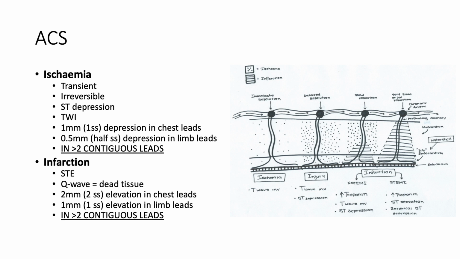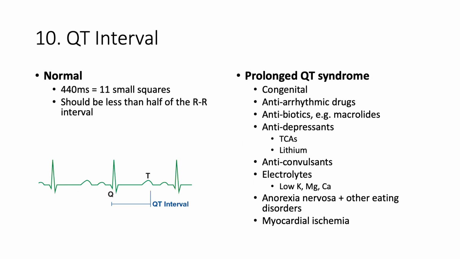And as I said, you need more of a change in the chest leads, less of a change in the limb leads, and they need to be in two contiguous leads, so two that are next to each other. The QT interval, as I said, should be less than half of the R to R interval, so around 11 small squares.